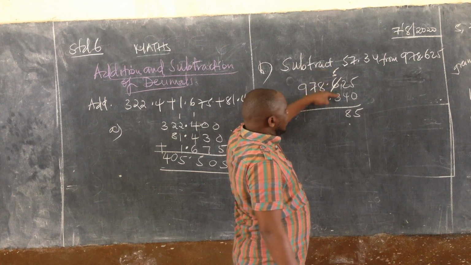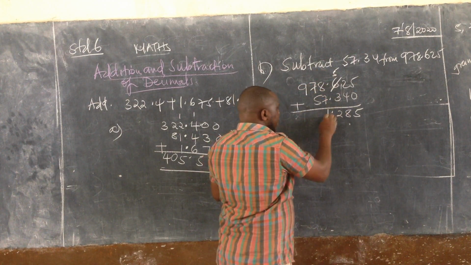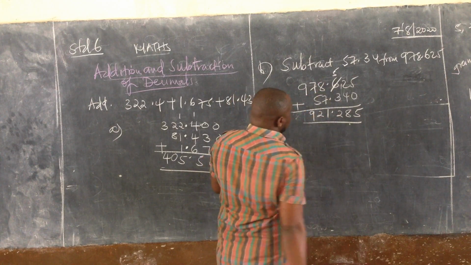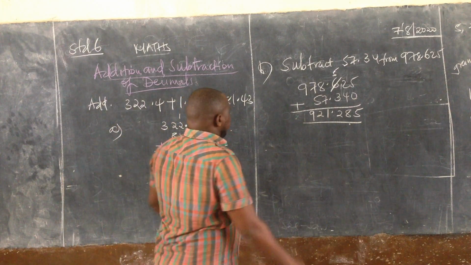In this case, you get 5 minus 3, you get 2 points. 8 minus 7 is possible, you get 1. Then 7 minus 5 is 2, and then you bring your 9 there. And your answer becomes 921.285.